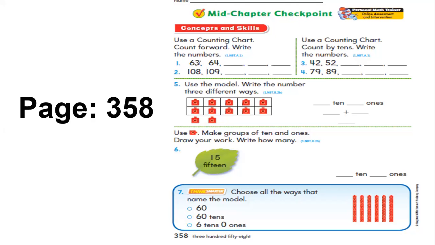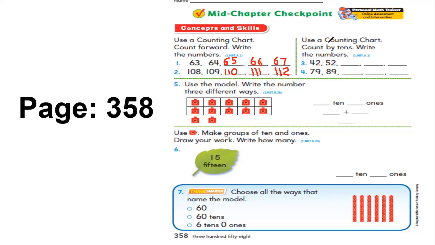So the next numbers will be 63, 64, and then we have 65, 66, and then 67. Then question number 2. 108, 109, and 110. That will be 110. 111, 112. This is count by ones.